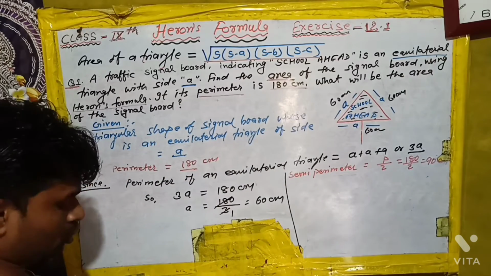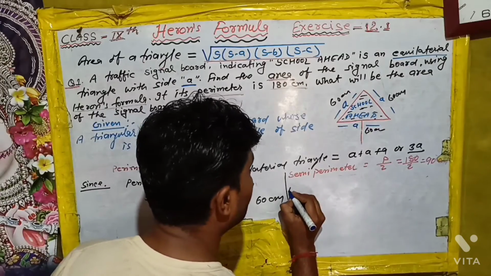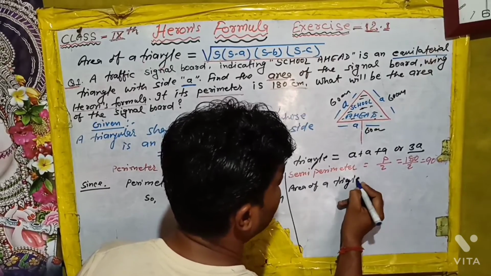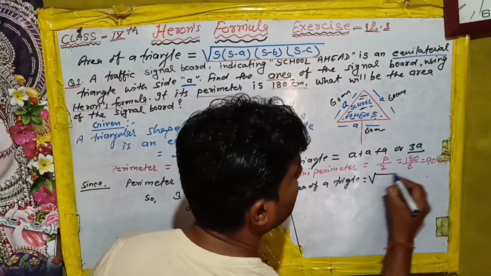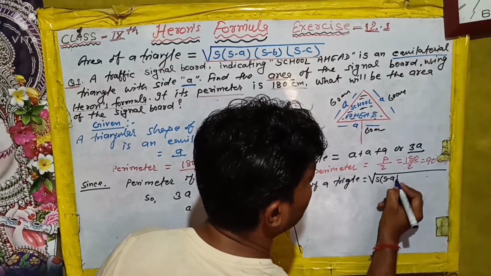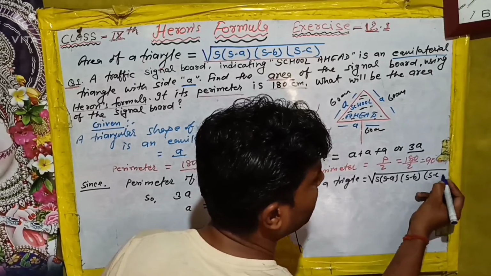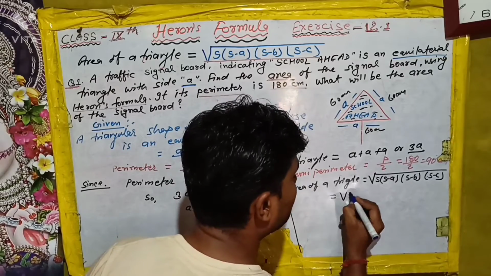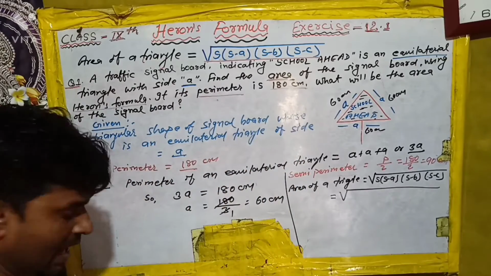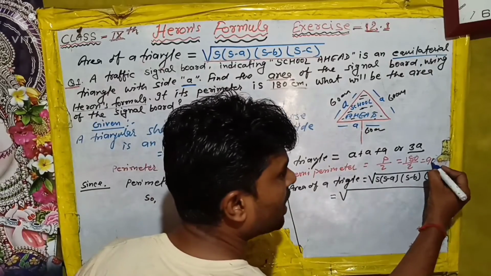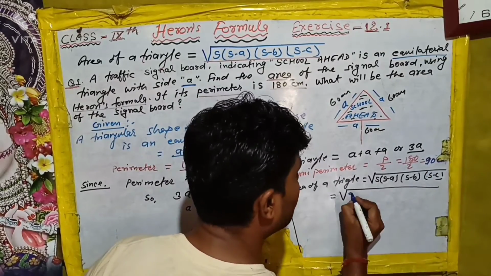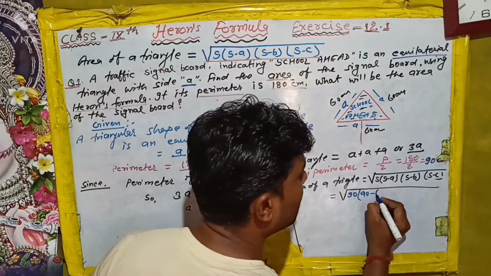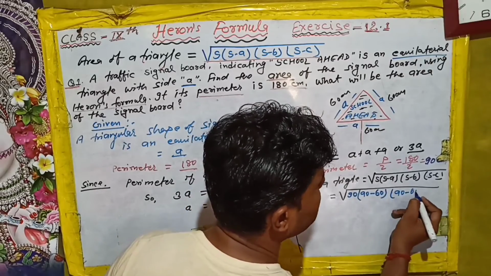Now let's solve for the area. The area of a triangle is root under S into S minus A into S minus B into S minus C, as already given here. Put the values: S is 90 centimeters, so we get 90 into 90 minus A, and side A is 60, so 90 minus 60, again 90 minus 60, again 90 minus 60.